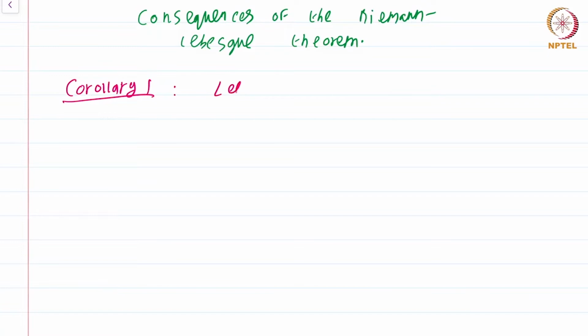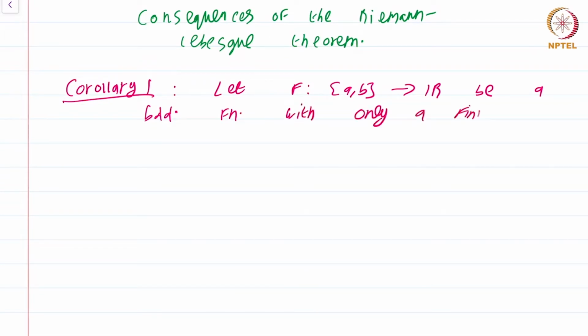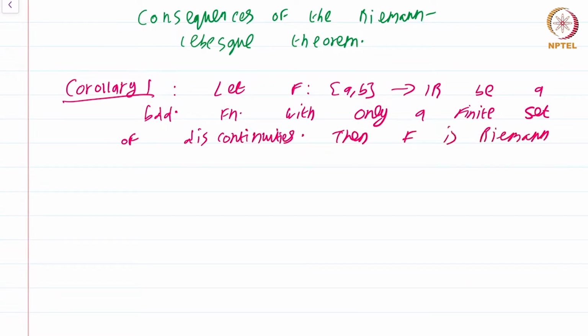Let f from [a,b] to R be a bounded function with only a finite set of discontinuities. Then f is Riemann integrable. This is because any finite set is of course a set of measure 0. So there's really nothing to prove. Corollary 2.